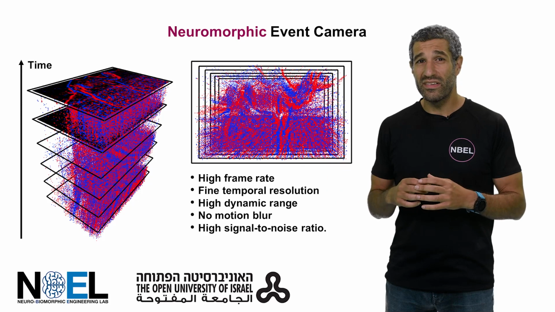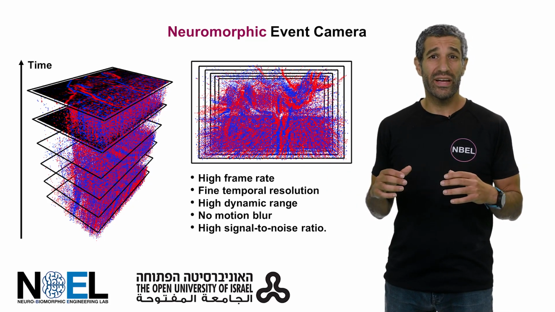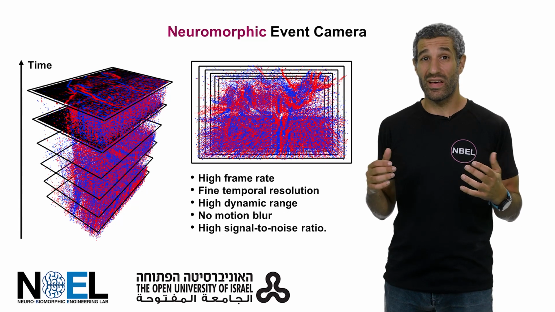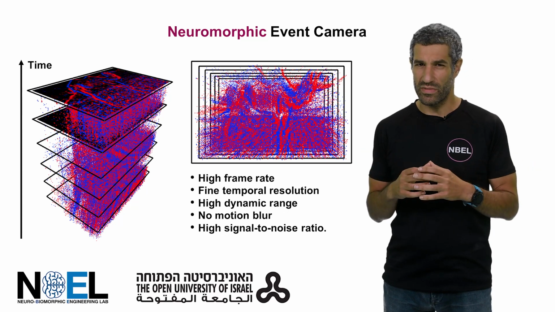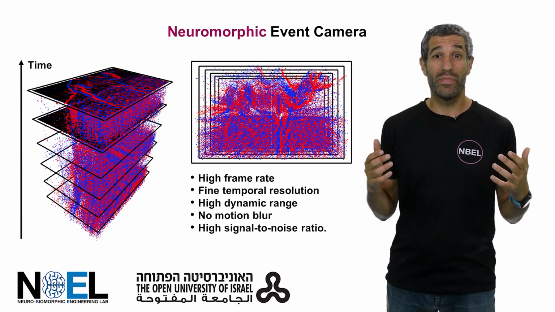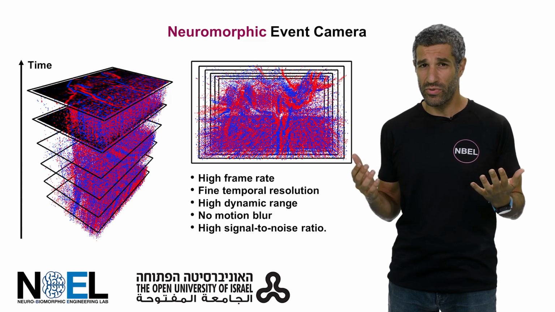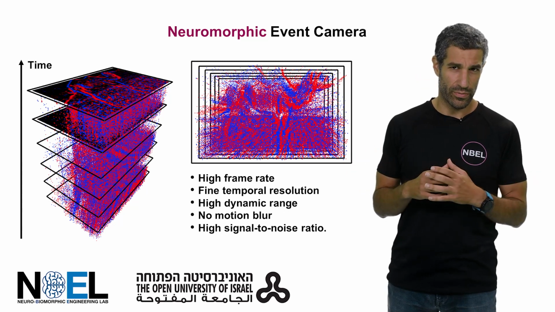Neuromorphic or brain-inspired cameras are powerful sensors. They communicate transients in luminance as events instead of frames. Therefore, in comparison to regular frame-based cameras, they have high temporal resolution, dynamic range, and signal-to-noise ratio.